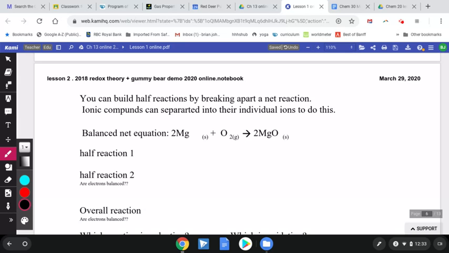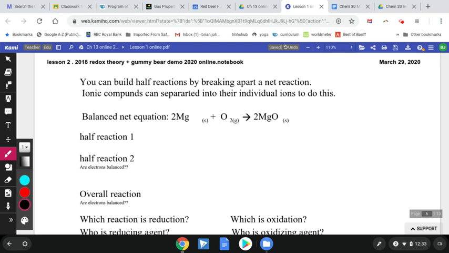Now you have to be able to build your own half reactions. So we're going to take a look at this balanced chemical equation and identify the 2 half reactions. The rule is you take ionic compounds and you separate them into their ions. So 2MgO is like having 2Mg2 plus and 2O2 minus. If I'm not balancing it, I could also just write it as Mg2 plus and O2 minus.